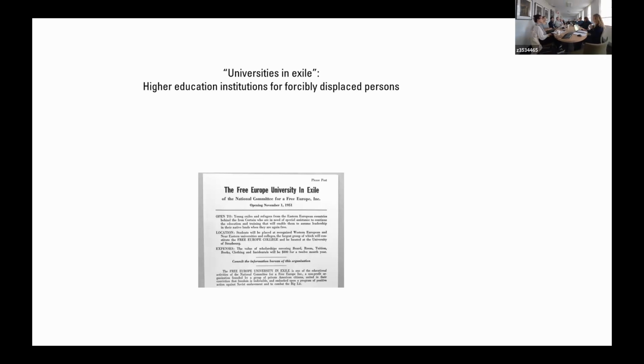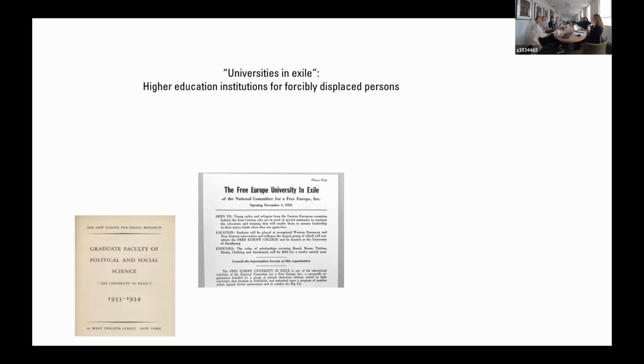And I will just show you some examples of universities in exile. The first university in exile was created in 1933 at the New School for Social Research in New York. This university in exile did not grant many fellowships, but it hosted exiled academics from Germany who left because of Hitler's seizure of power, and because they were mostly Jewish and political enemies of Nazi Germany.